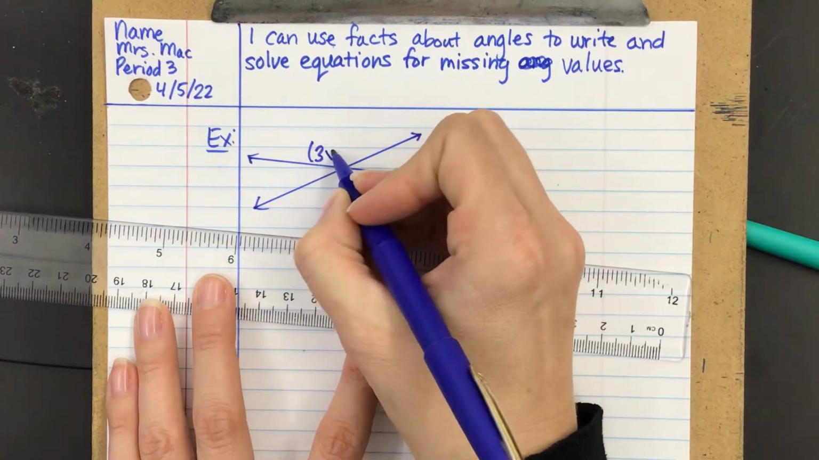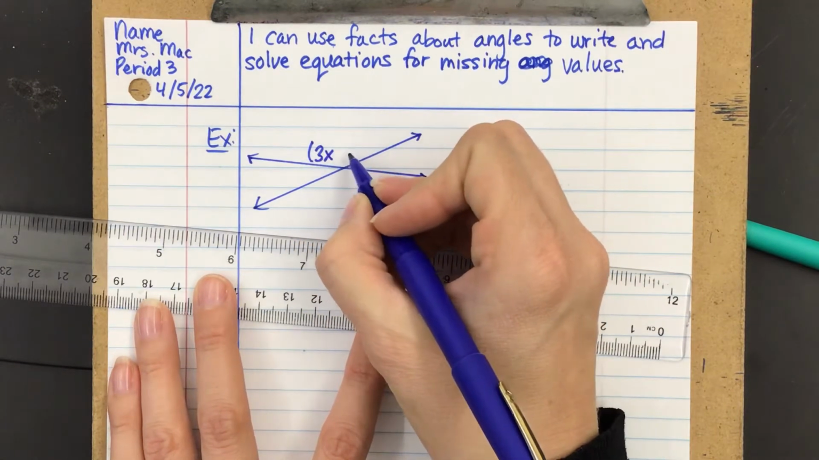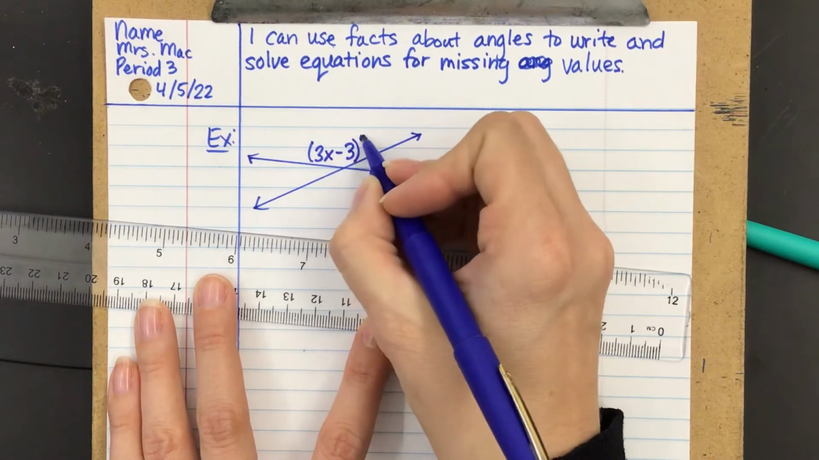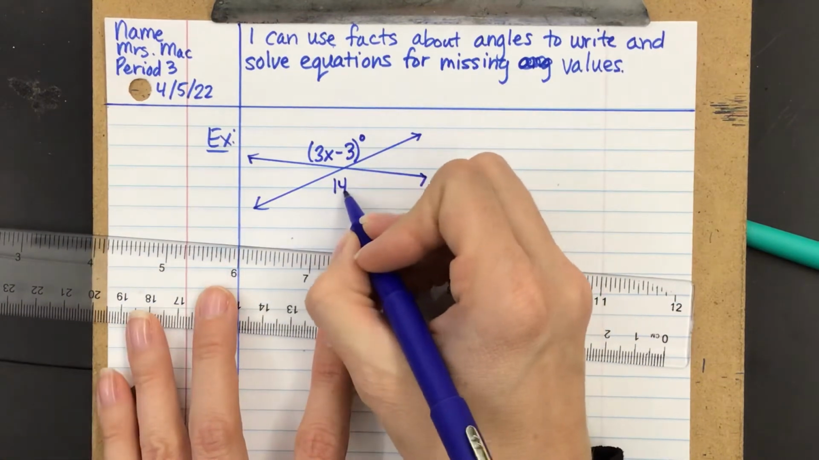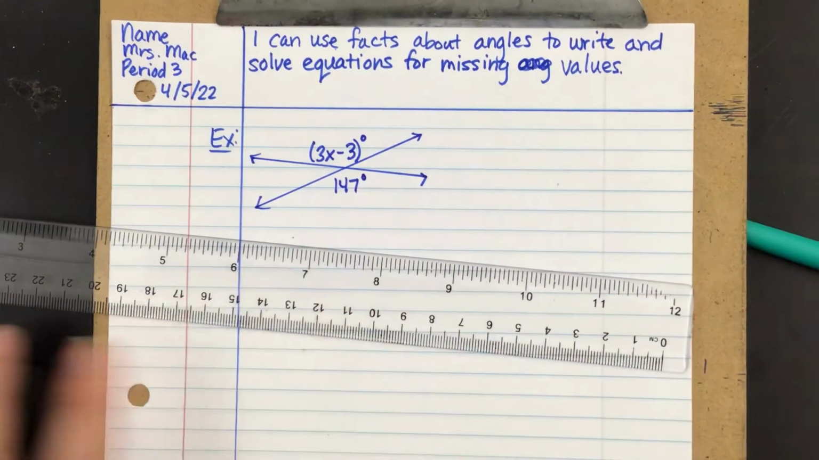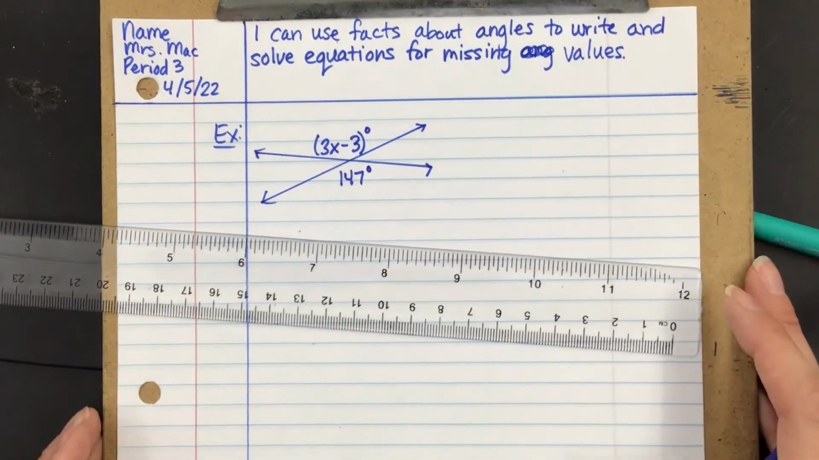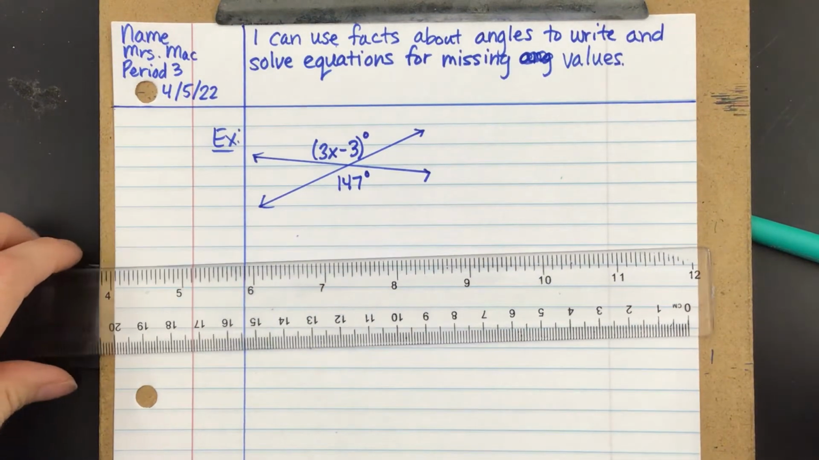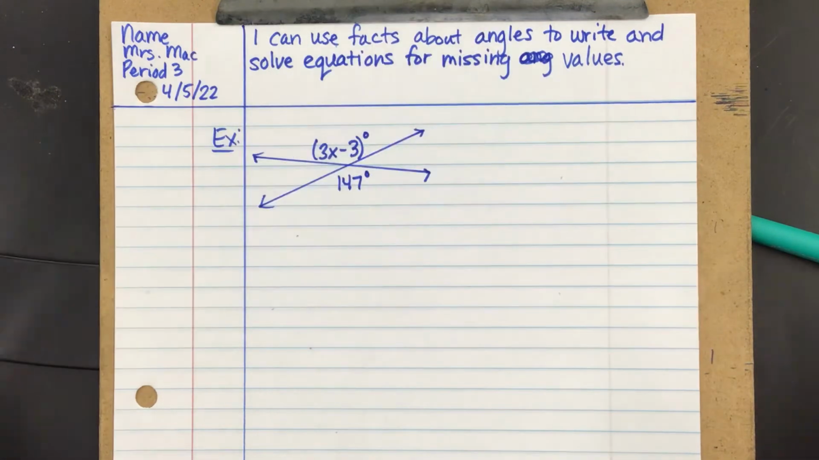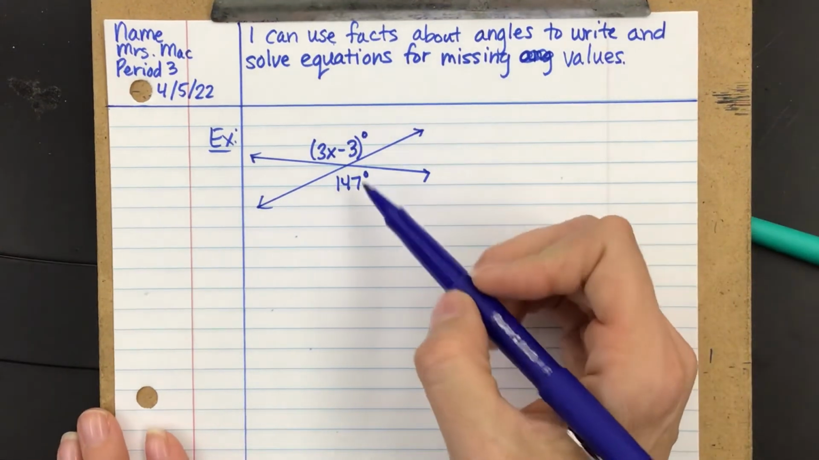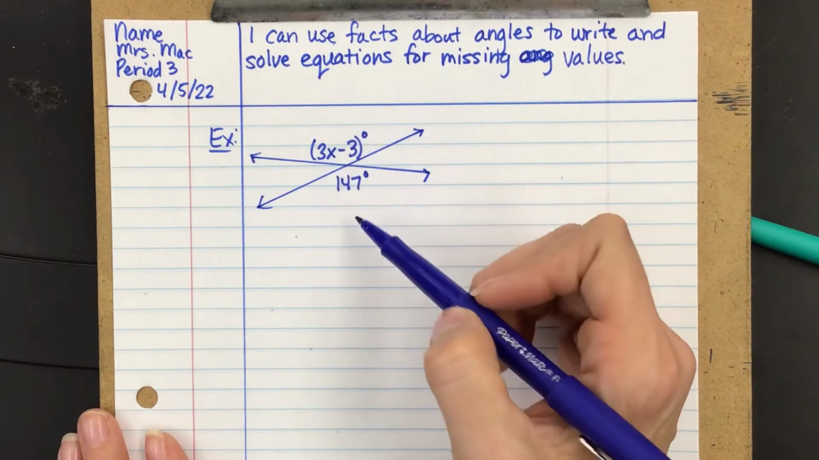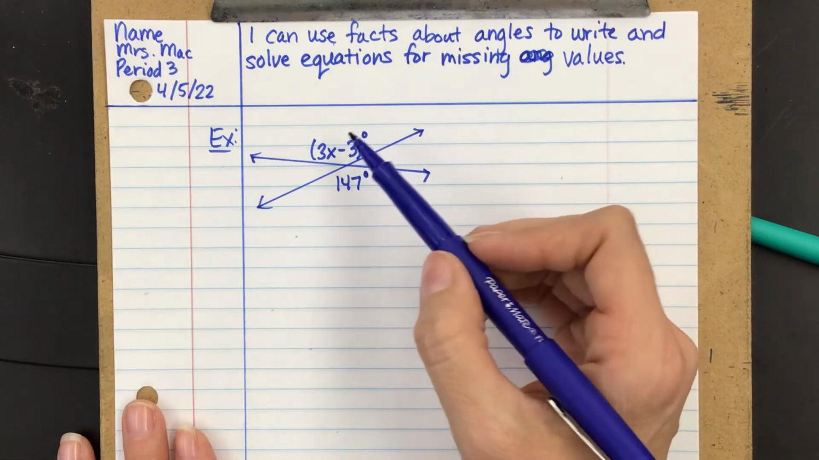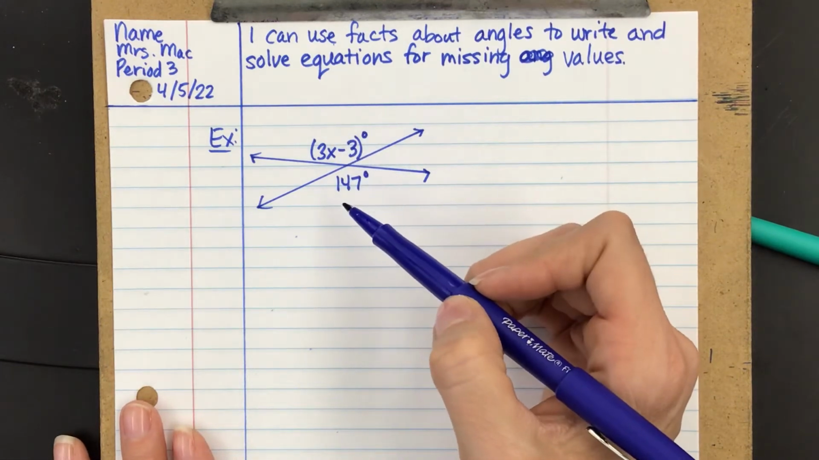You have 3x minus 3 degrees and 147 degrees, okay? Vertical angles, supplementary, complementary, adjacent angles all have their own methods, but these ones are the only ones that are like this. We know these are vertical angles, and we know that vertical angles have the same measure.